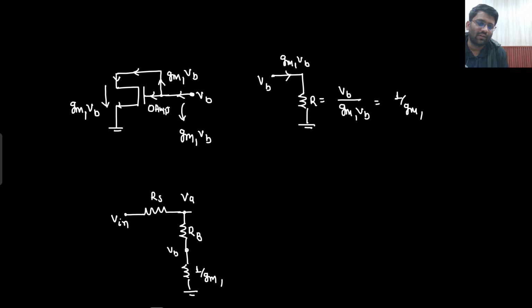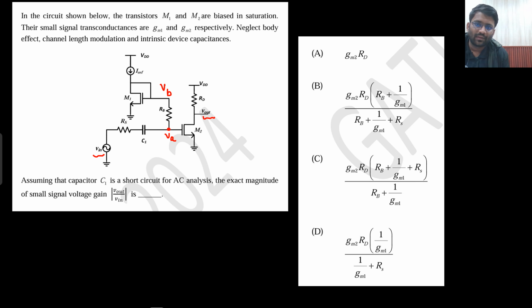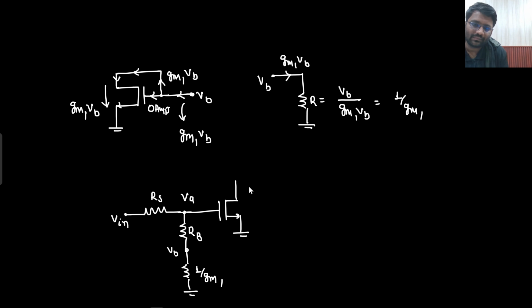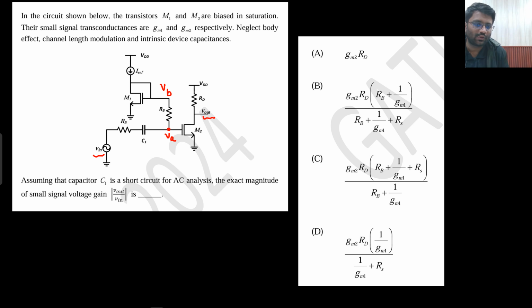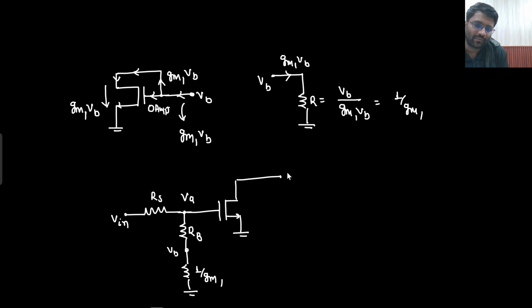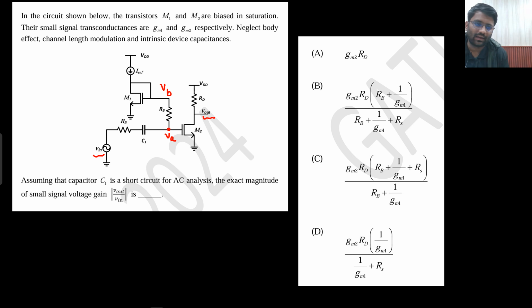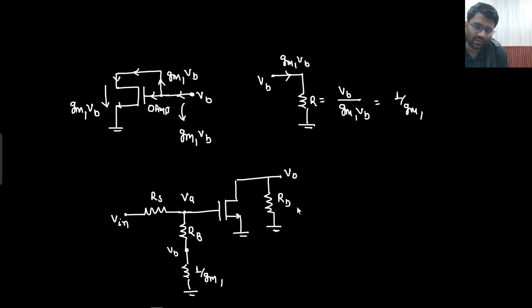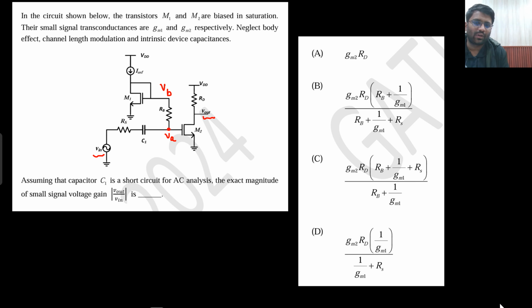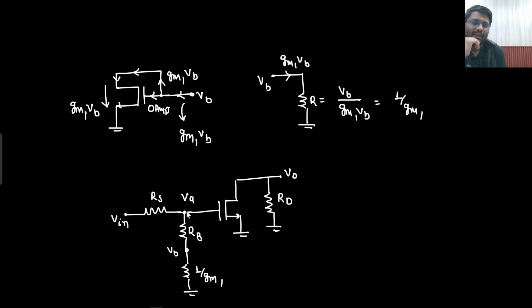This is the scenario. After that, there is simply M2 connected, and from M2, the VDD will also be ground. This will also be grounded. So this node will become V node, and this will be my RD. From V node to ground, you see RD. So this is how I can make it. Now can you write down this?